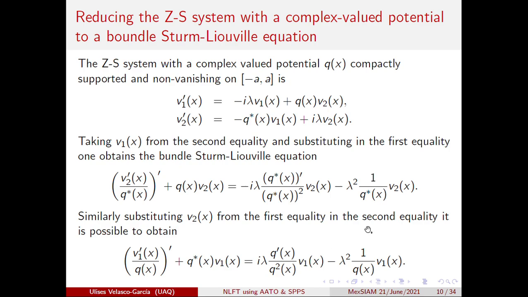So when we consider a real valued potential, which is a particular case of this Zakharov-Shabat system, we obtain a classical Sturm-Liouville equation. It's very important to consider that this is only possible if the potential Q is compactly supported and non-vanishing on this closed interval.